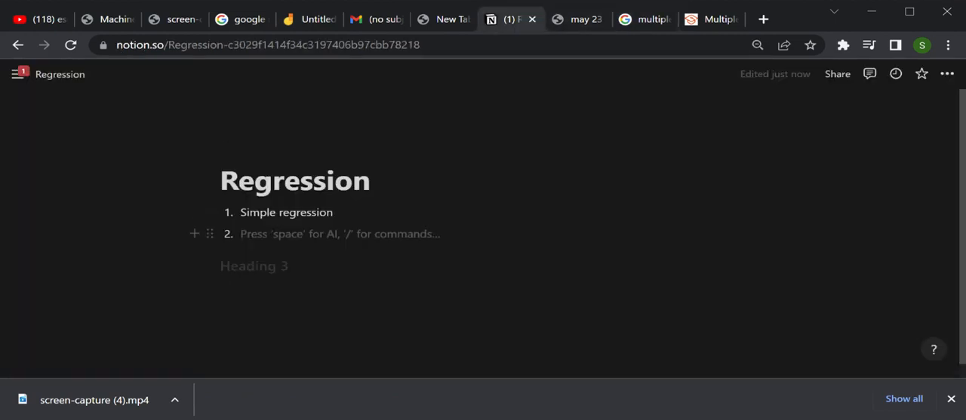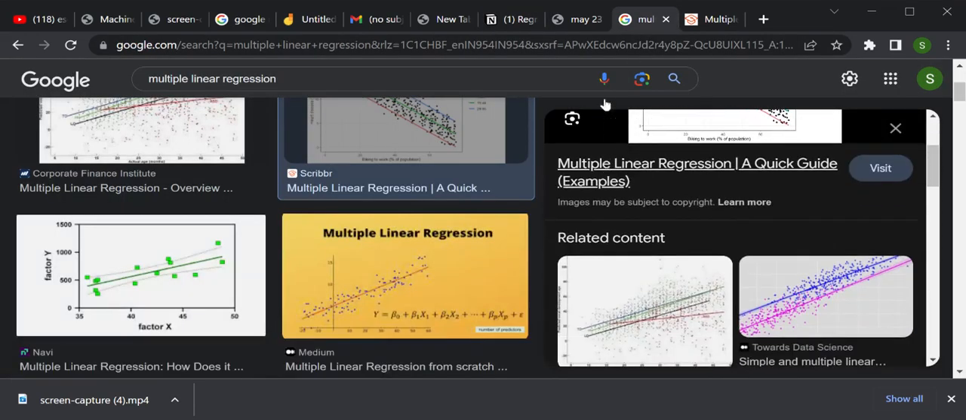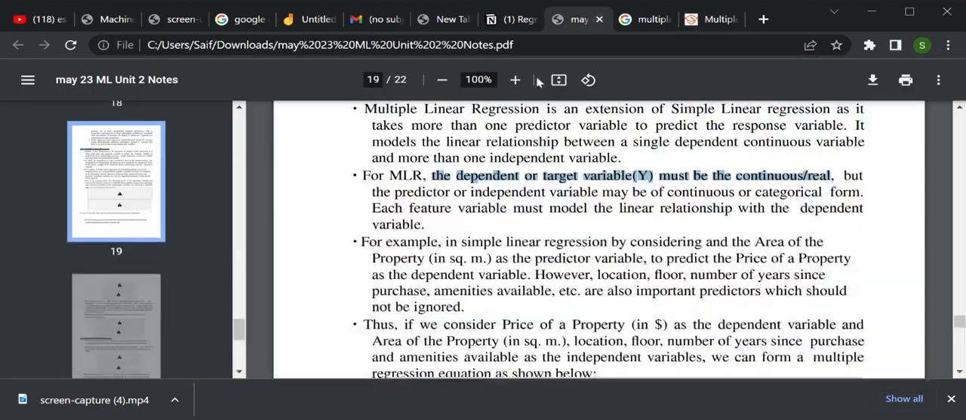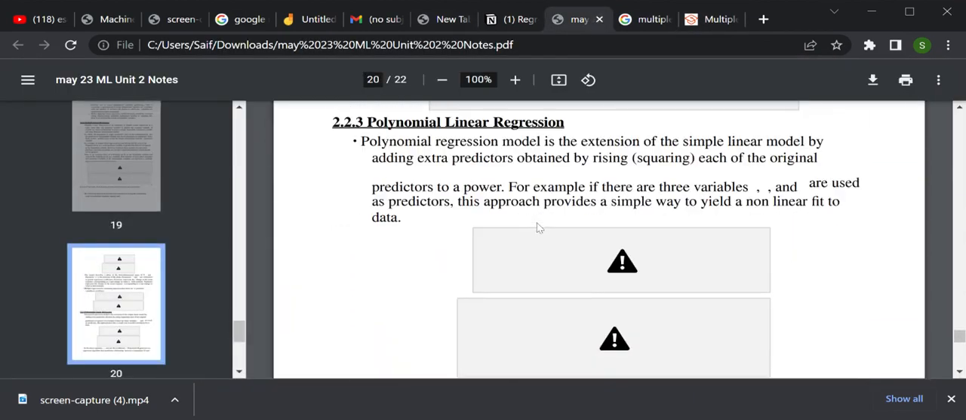Now we have seen multiple linear regression. We'll move to our next topic, polynomial regression. We'll see what polynomial regression is. The polynomial regression model is an extension of the simple linear regression model by adding extra predictors, obtained by raising each of the original predictors to a power.